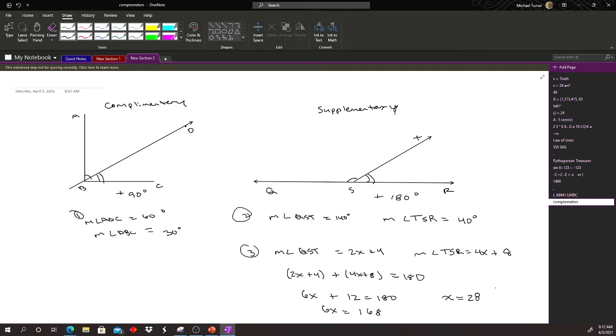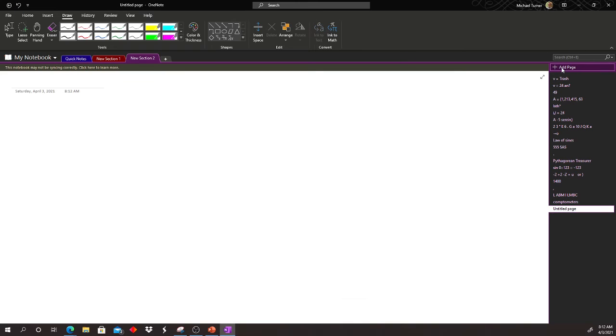A couple of the questions are just going to be basic algebra. Some of them are going to involve setting up equations with variables, but the idea is the same. Either we have complementary angles whose sum is 90 degrees, or supplementary angles whose sum is 180.